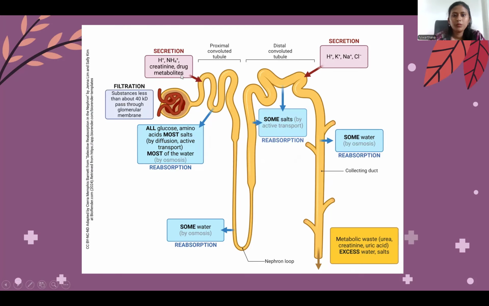And secretion: in the proximal convoluted tubule, H plus, ammonia, creatinine, drugs, and metabolites get secreted. And in the distal convoluted tubule, hydrogen, potassium, and sodium chloride get secreted. At the end of this secretion and reabsorption, at the collecting duct, metabolic waste, urine, which is composed of urea, creatinine, uric acid, excess water, and salt, is produced.